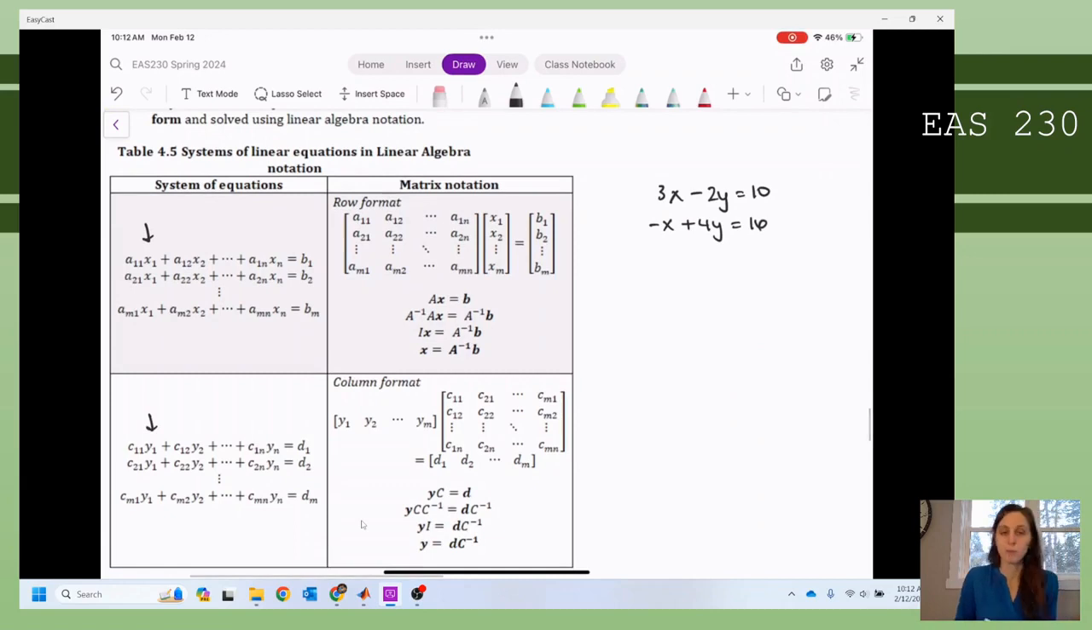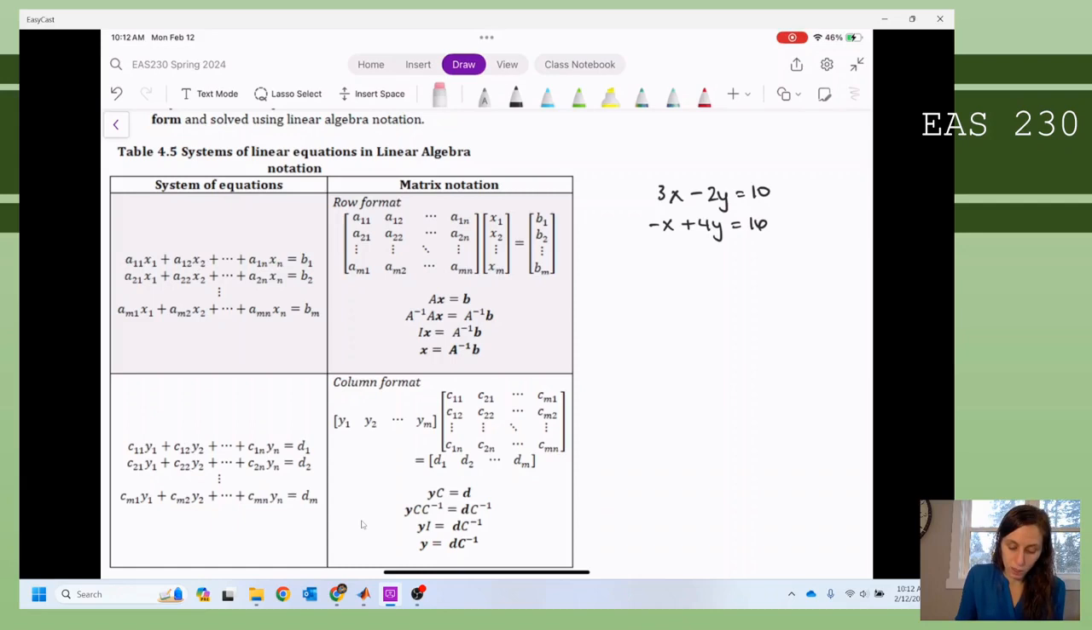Same thing here. Same system of equations. But we can see our unknowns. Here they're y's. It doesn't matter the letters. But all of our unknowns have coefficients in front of them, and then we have constants on our right-hand side.